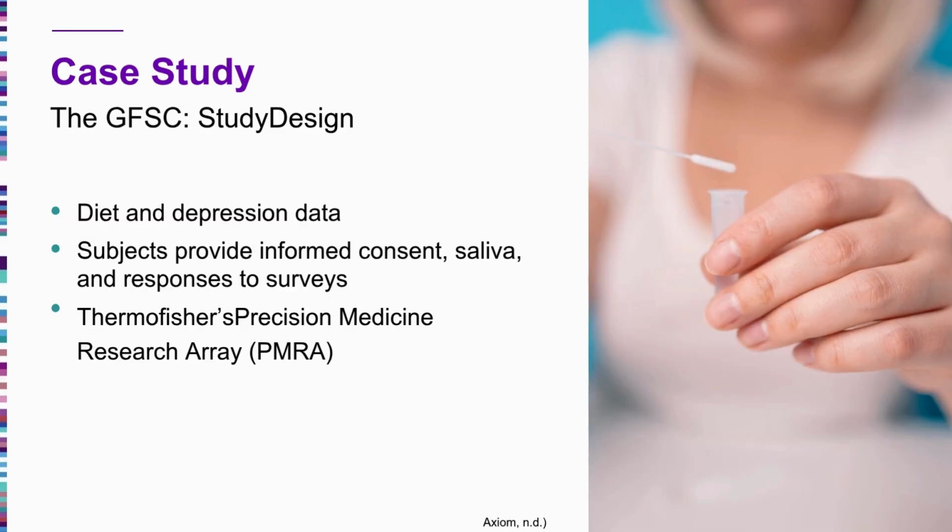Participants had to provide informed consent and a saliva sample, which was used to extract DNA and saliva microbiome information. And then they filled out a variety of surveys about diet, mental health, and other things. Genotyping was done using the PMRA from Thermo Fisher, which can identify more than 900,000 variants and other genetic markers.